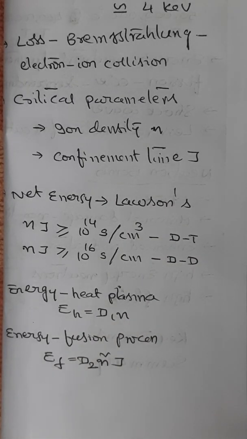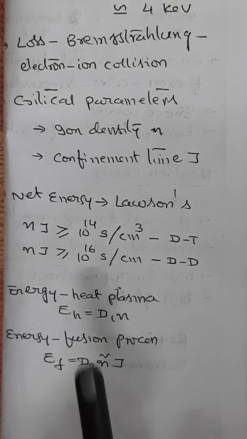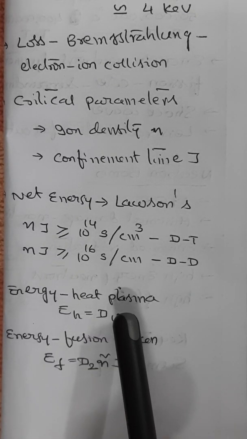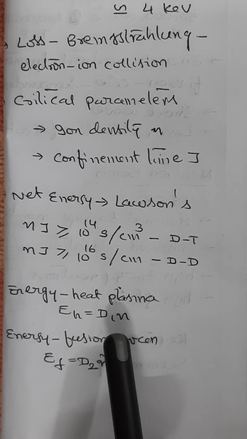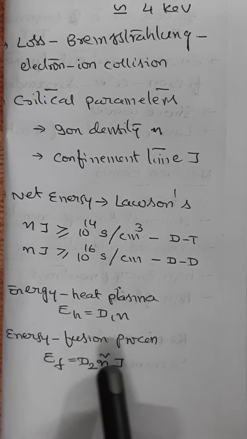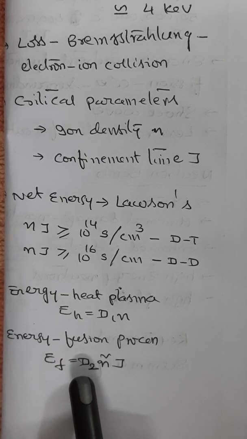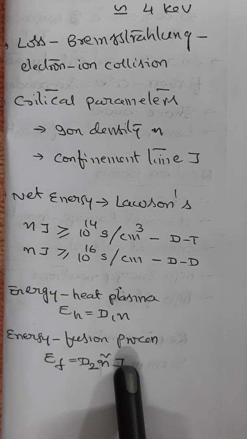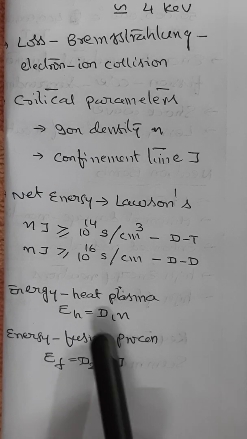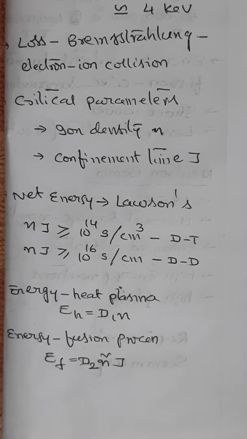It is based on comparing the energy required to heat the plasma. So generalizing that, the formula given here is EH equal to D1 n, compared to the energy generated by the fusion process. Generally, you can measure the fusion process energy as EF equal to D2 n squared tau. Here D1 and D2 depend on the reaction.